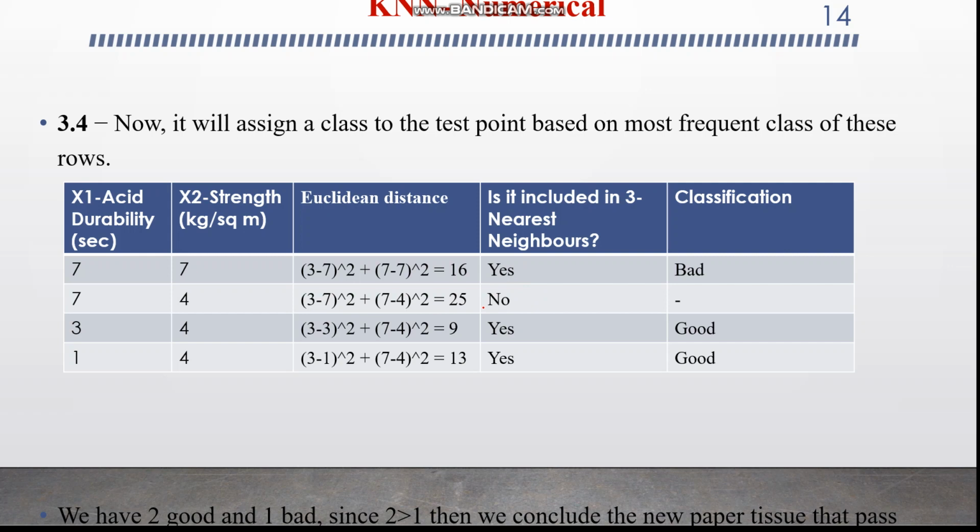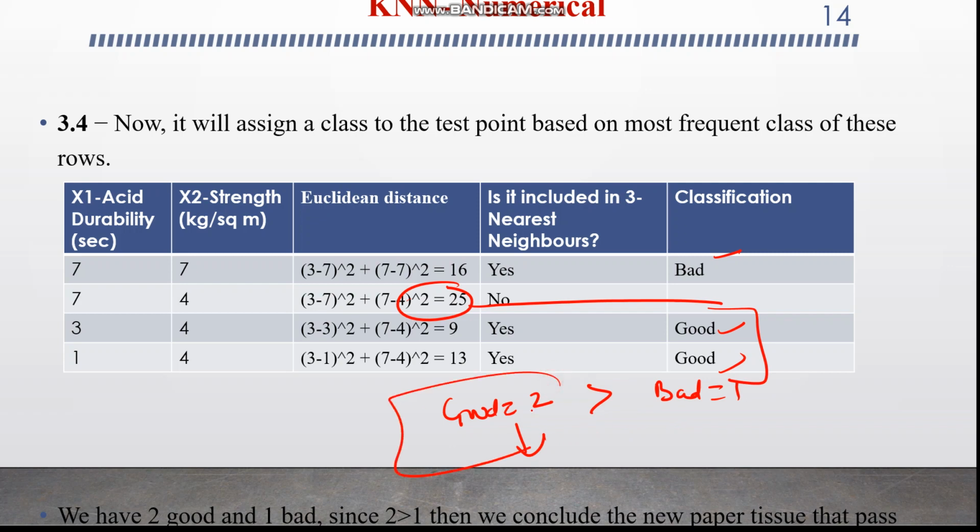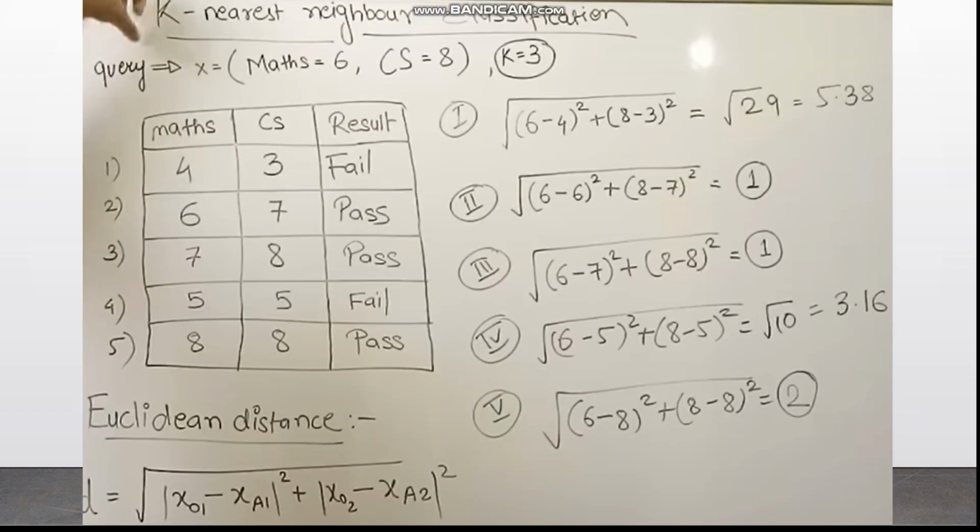This was the row that is to be ignored because it has the highest Euclidean distance. So based on that, good, good, bad, the majority is good, and we will declare the answer that the values given in the question belong to the good category. Why so? Because the count of good is 2 and the count of bad is 1, and good is greater than bad. So my answer is good in this case, and my data item will be classified into the good class.